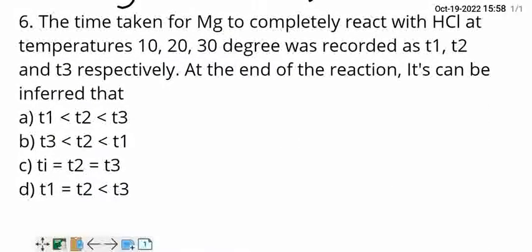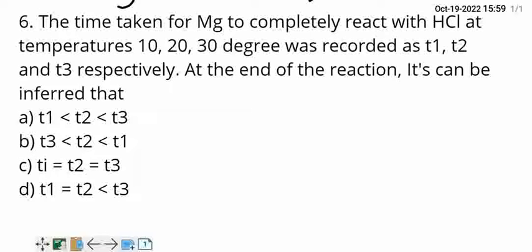The time taken for magnesium to completely react with HCl at temperatures 10, 20, and 30 degrees was recorded as T1, T2, and T3 respectively. At the end of the reaction, it can be inferred that what? Magnesium is reacting with HCl at 3 different temperatures, 10, 20, and 30. Then the time taken for those reactions are recorded as T1, T2, and T3. How do the times compare in relation to the temperatures?